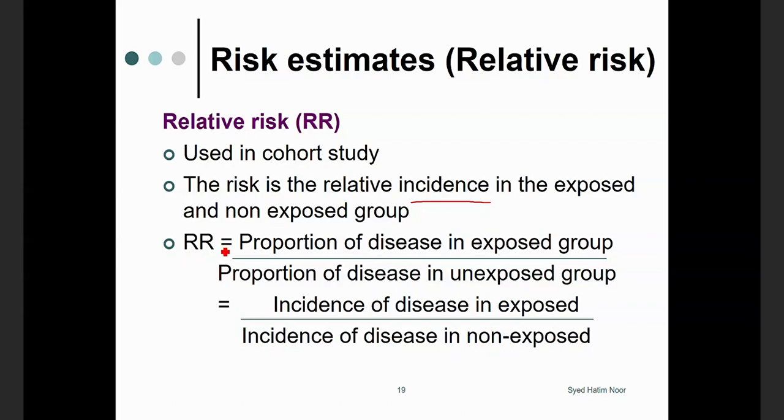All right. So far, okay for prospective cohort. The advantage of a prospective cohort is that it can give incidence, and it can give relative risk. Since the disease has not happened yet, you can get the incidence, and you can get the relative risk.